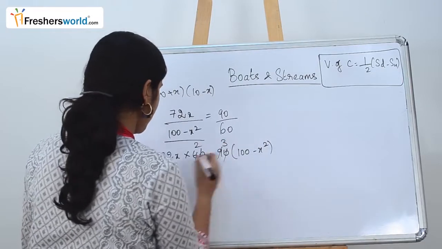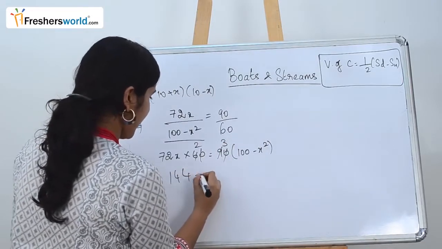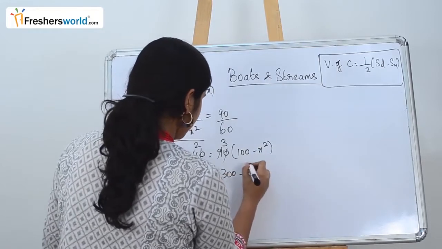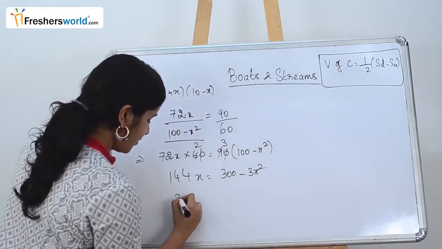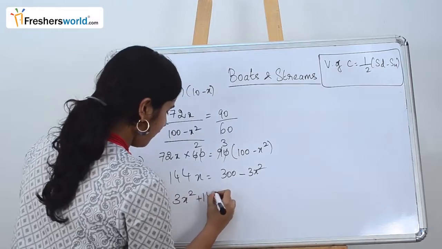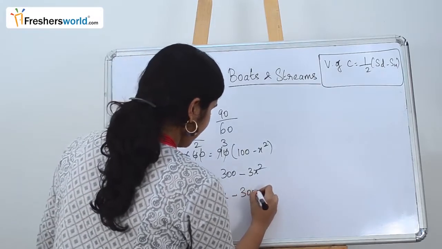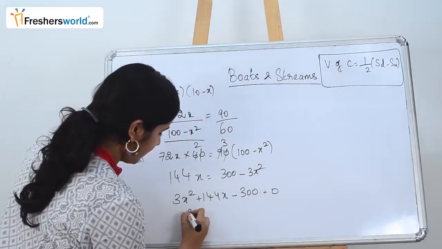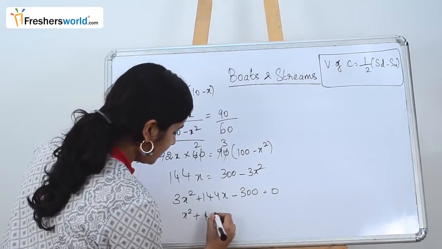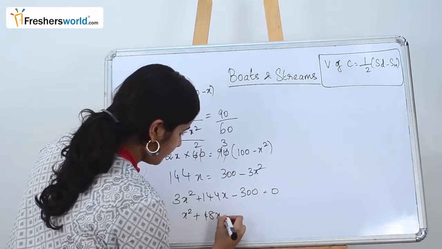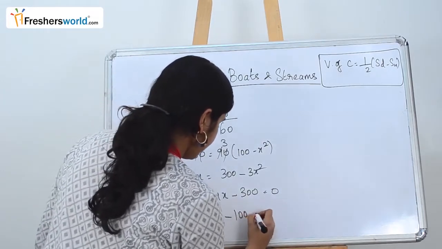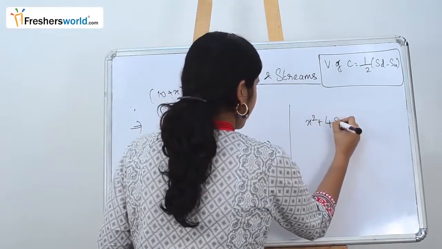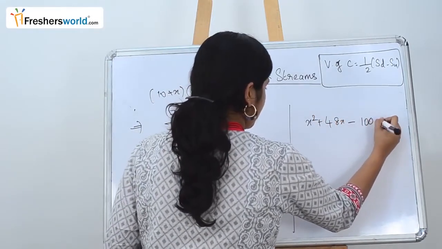Simplifying, 144x is equal to 300 minus 3x square. Let's bring everything to one side. So it becomes 3x square plus 144x minus 300 is equal to 0. Now everything can be divided by 3: 4s are 12, 8s are 48, and minus 100 equal to 0. So the equation that we got is x square plus 48x minus 100 equal to 0.